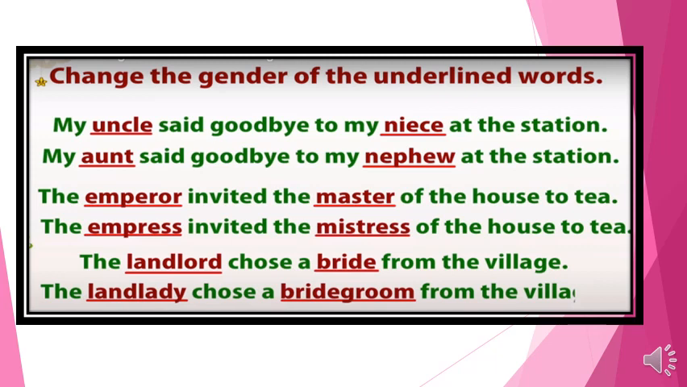Now come to the next one. The emperor invited the master of the house to tea. The empress invited the mistress of the house to tea. The landlord chose a bride from the village. The landlady chose a bridegroom from the village.